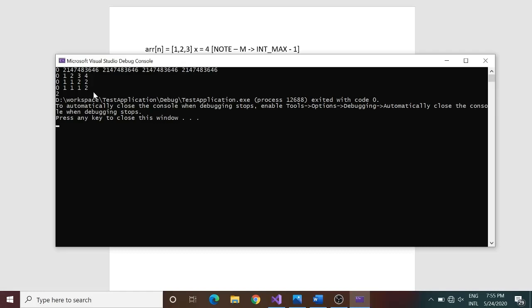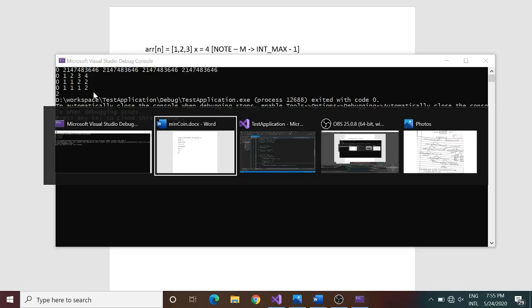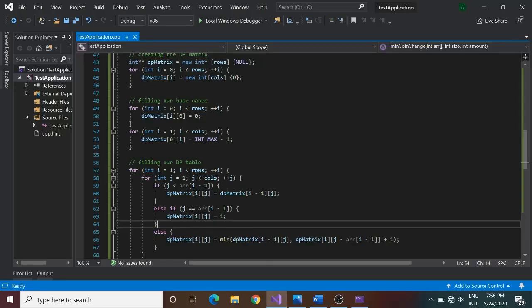What does this 2 signify? This 2 signifies that the minimum number of coins with which we can make 4 with the given denominations is 2. This 2 specifies this thing. So I hope you would have understood how we are populating our DP matrix and what the base cases and what the leaf nodes are over here.